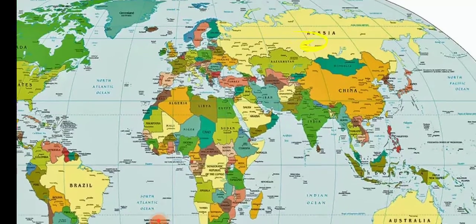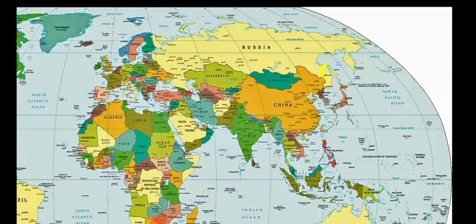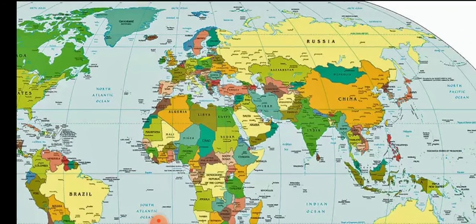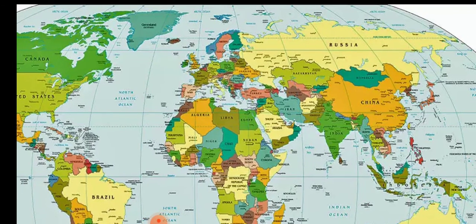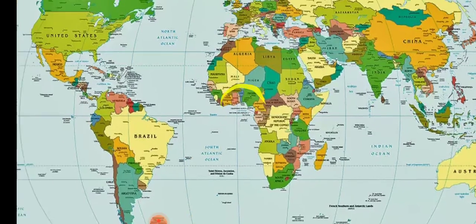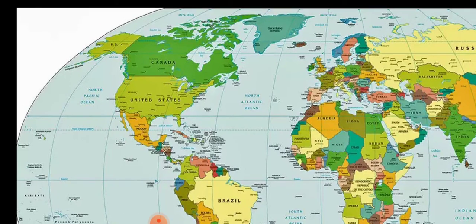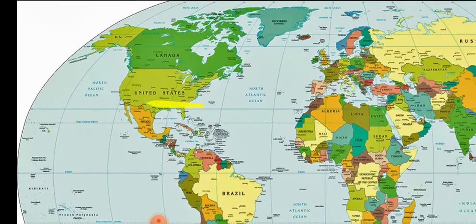This is Asia, we call it Asia, this whole part we call Asia. This is Middle East, this part is Middle East, this is Europe. You see, Europe is so small, but still so developed. This is Africa, this is South America, this is North America. And this country is the United States, okay?